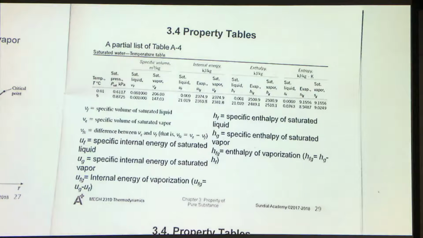Let's go to the most important part, 3.4. Here we will introduce a very important thing to you. It should be one of the most important things you should know in this course. That is the property table. We have a lot of property tables inside our appendix.